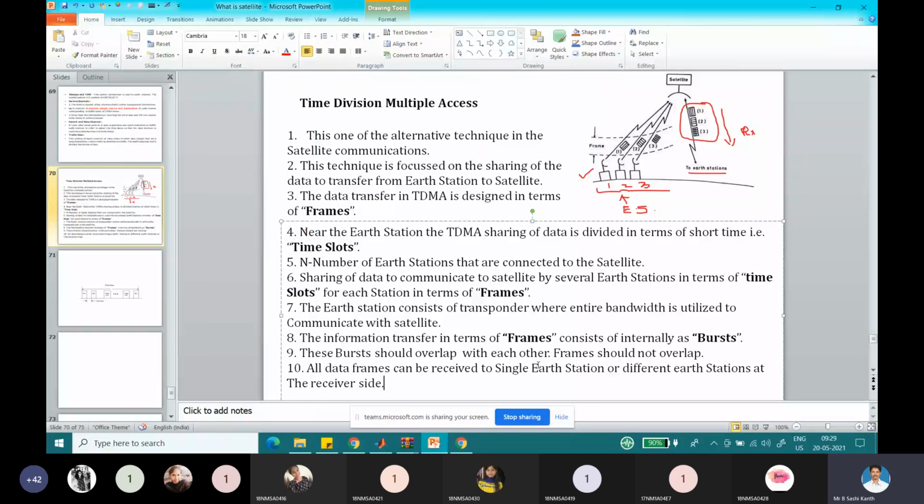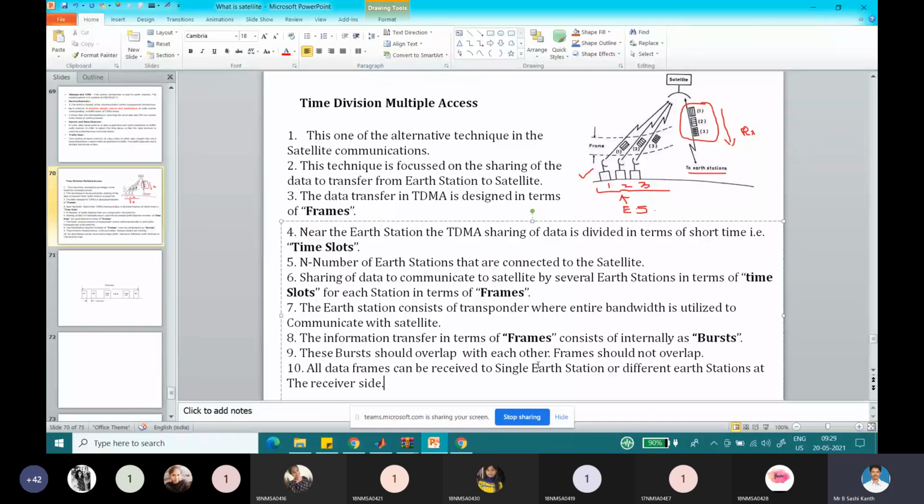And near the earth station, we are using a transponder, no? We are using the entire bandwidth of the transponder to send the frame to the satellite. The information present in the frame is known internally as bursts. These bursts should not overlap. The intention is, if they overlap, there will be loss of information. So the frames should not overlap.